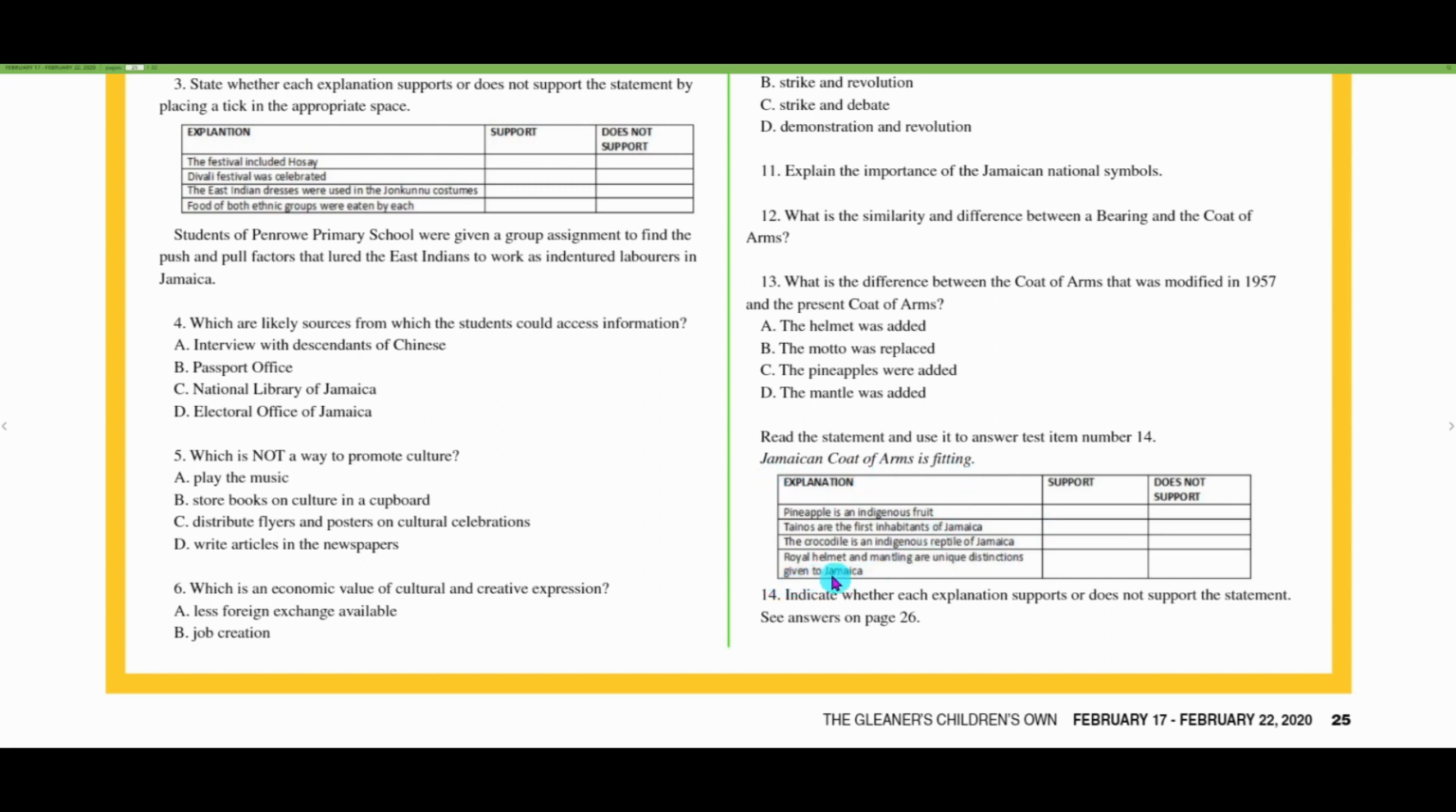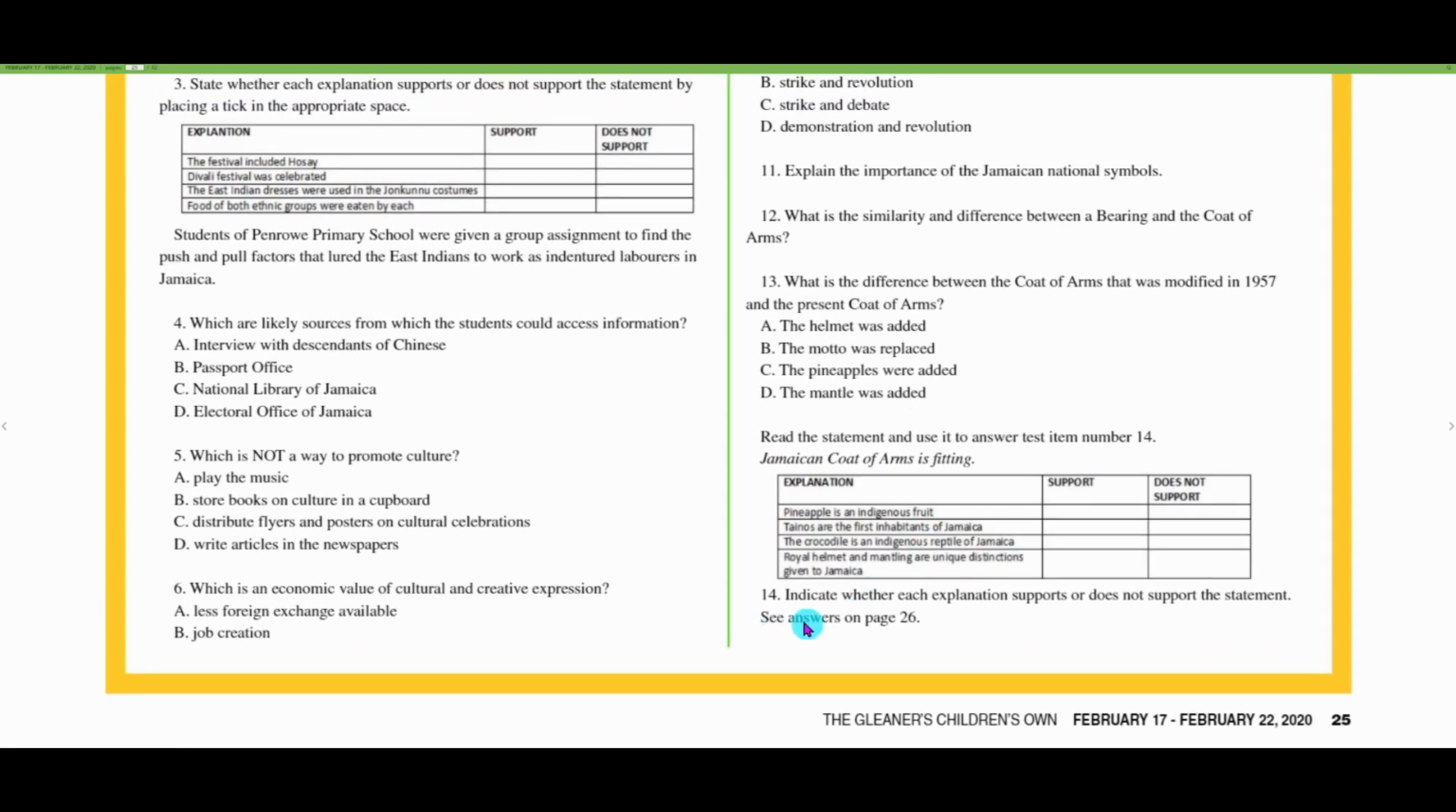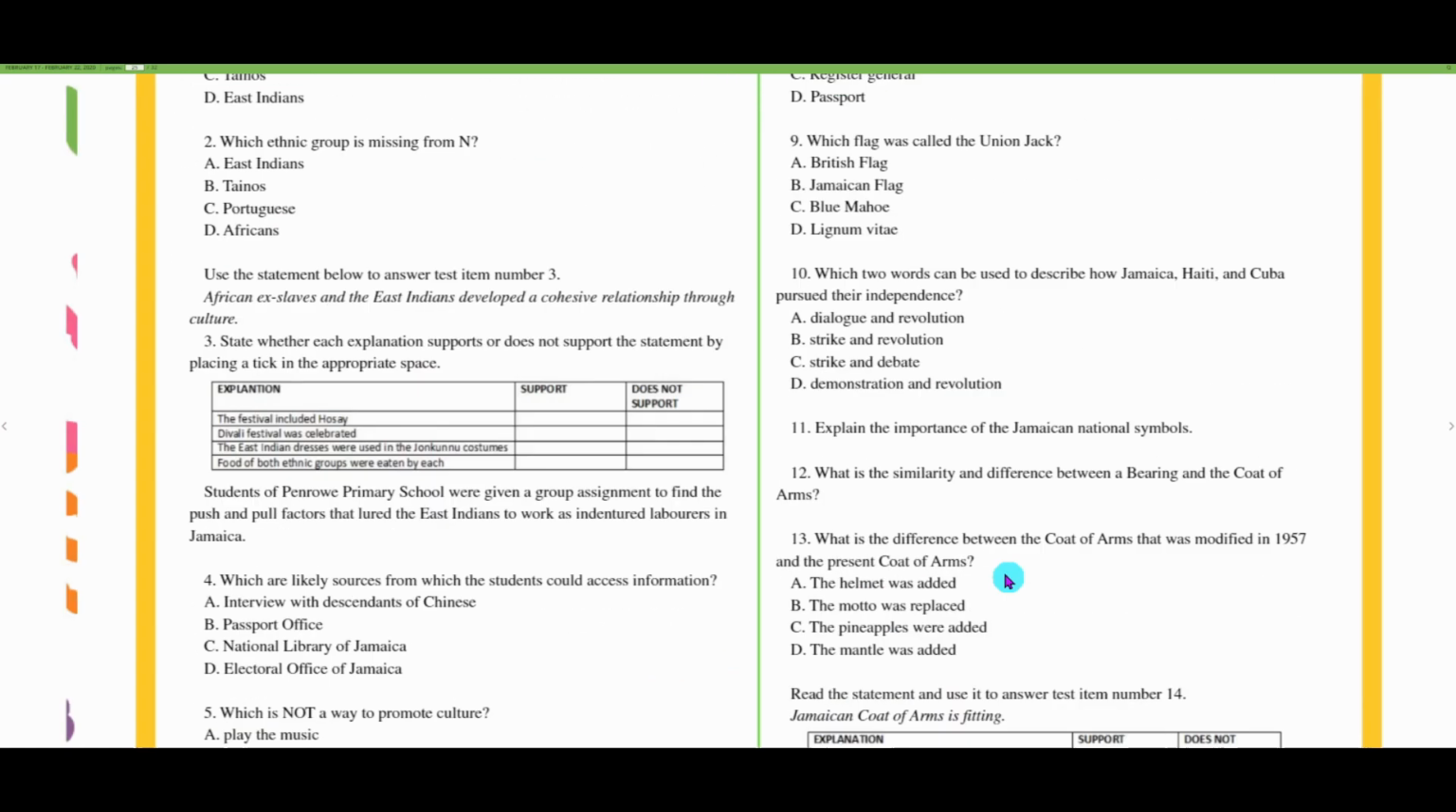And here the royal helmet and mantling are unique distinctions given to Jamaica. And those would be also supporting this to represent the fitness of the coat of arms. Last one, indicate whether the explanation supports. Okay, let's see the answers on page 26.